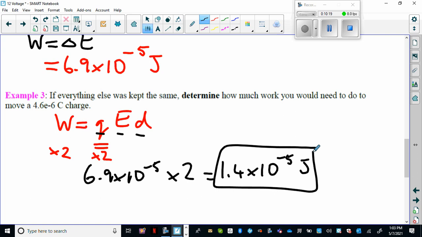Okay, I've decided we're going to split this lesson up into two, because now we're going to talk about voltage, and voltage is a concept that we need to go over kind of slowly. So let's call it on 12-1 and move on to 12-2.